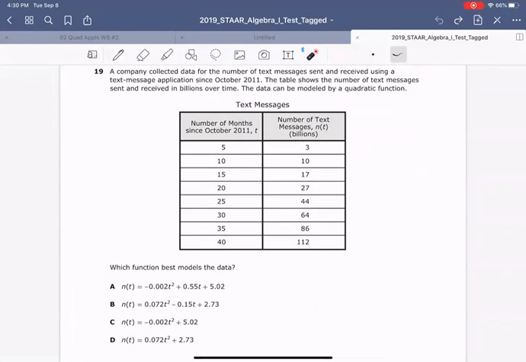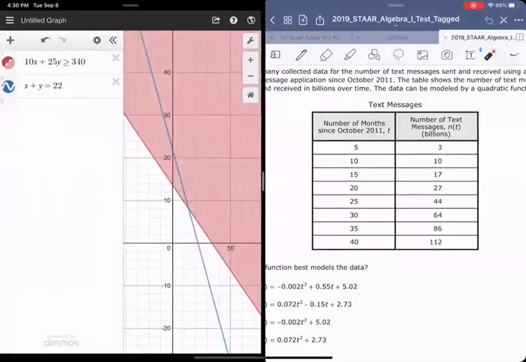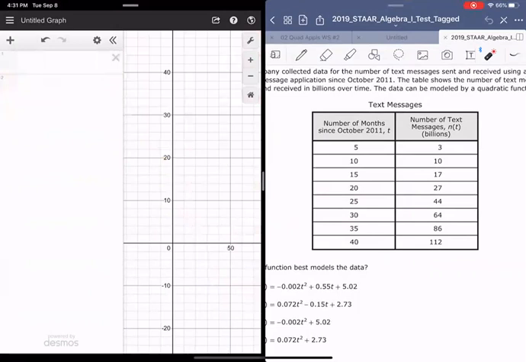A company collected data for the number of text messages sent and received using a text message application since October 2011. The table shows the number of text messages sent and received in billions over time. The data can be modeled by a quadratic function. So, quadratic, I taught you the quadratic, right? Yes, it's something like this, okay? So let's go ahead, type in this one in Desmos, okay? Go ahead, open your app of this one.